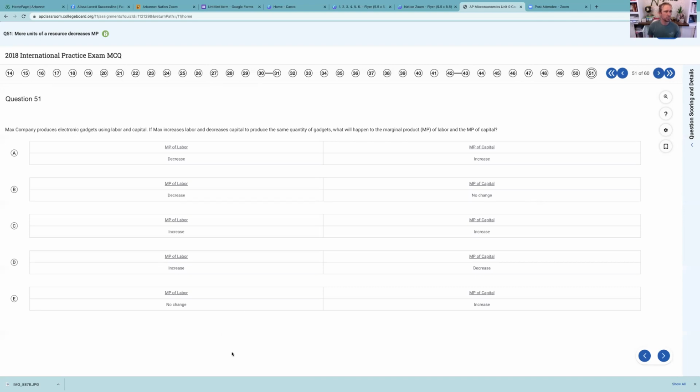51, Max Company produces electronic gadgets using labor and capital. This is the same type of question. It's different because you're talking about the resource market, and the last question was talking about the product market, but mentally, it's the exact same thing. So we're talking about reducing costs. It's your least cost combination of inputs. Max increases labor and decreases capital to produce the same quantity of gadgets. What's going to happen to the marginal product of labor and marginal product of capital?